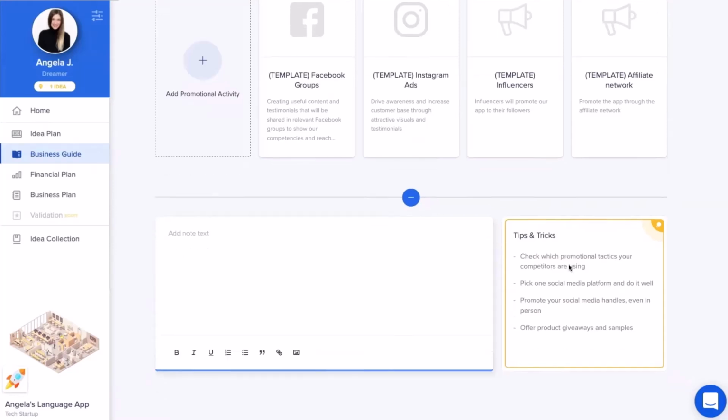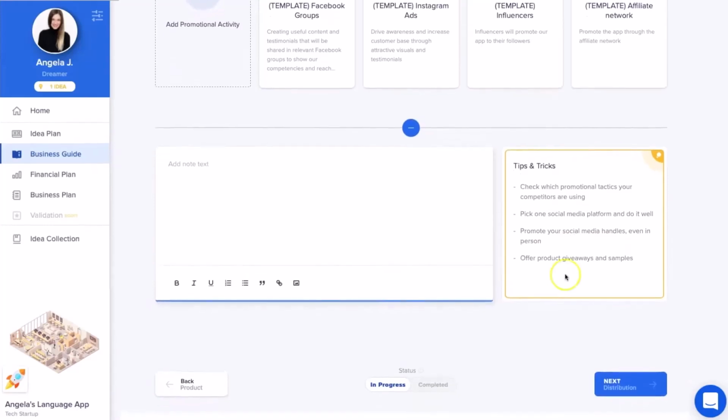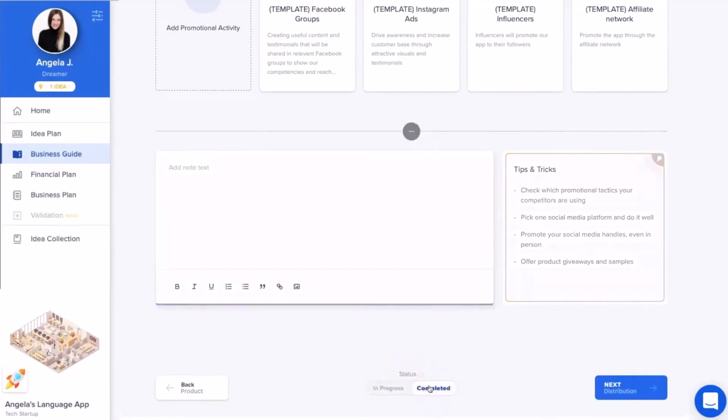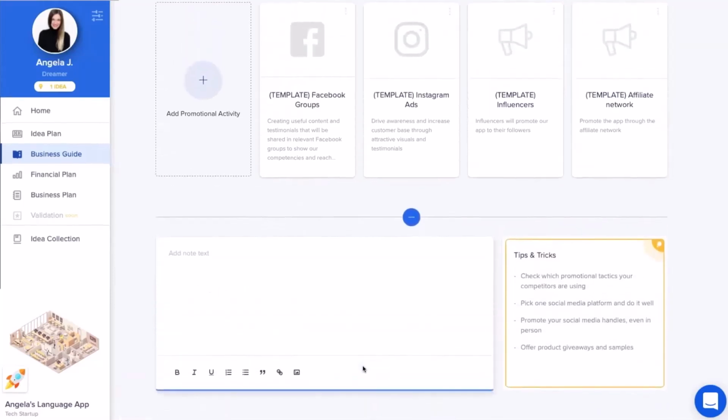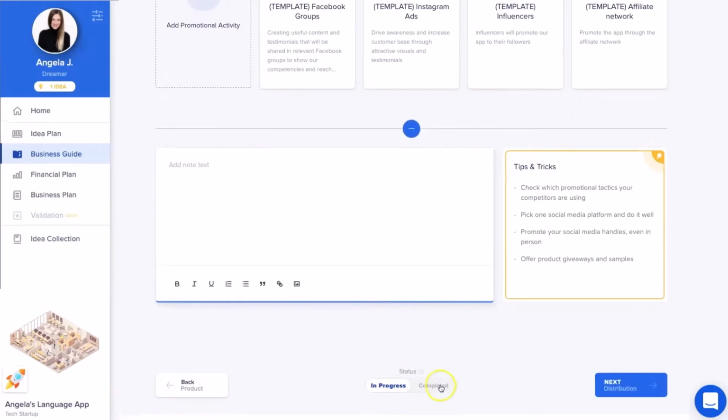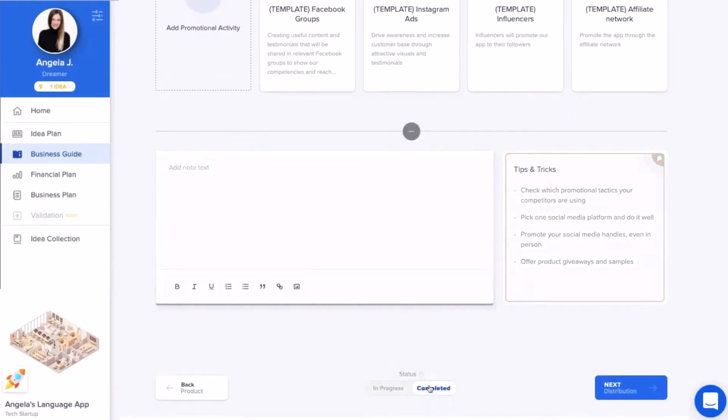Once you've completed a section in IdeaBuddy, you can change the status of this section from in progress to completed. Now what this does is it locks down this section and sends it directly to your business plan. It's ready to go, and it goes into that impressive business plan that we're going to see in a few minutes. And if you want to edit this area again, that's no problem. Just come back, click in progress, edit it some more, click completed, and then go to your business plan.